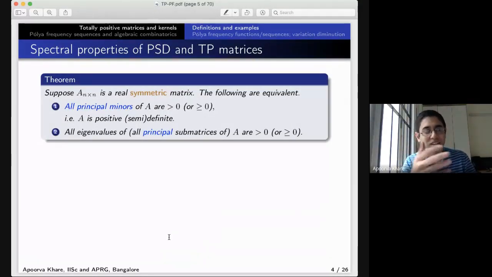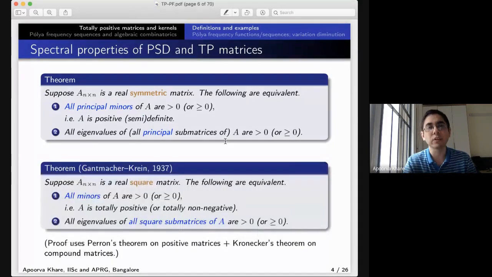Okay, a quick recap. If you weren't here last time, I'll just remind you of this one slide. I won't prove it. Totally positive matrices have lots of nice properties, including properties similar to positive semi-definite matrices. If A is a real symmetric matrix, then A is positive definite, meaning all the principal minors are positive, if and only if all the eigenvalues are positive. It is obvious that a principal submatrix of a principal submatrix is a principal submatrix, so all eigenvalues of all principal submatrices being positive is also equivalent. The reason I include this extra clause is because for total positivity, you need it. So this is a result from 1937.